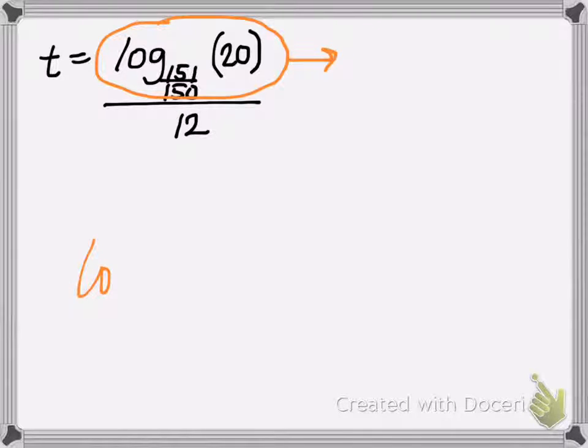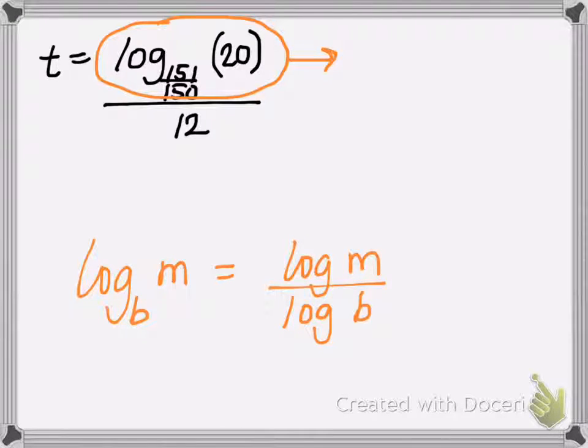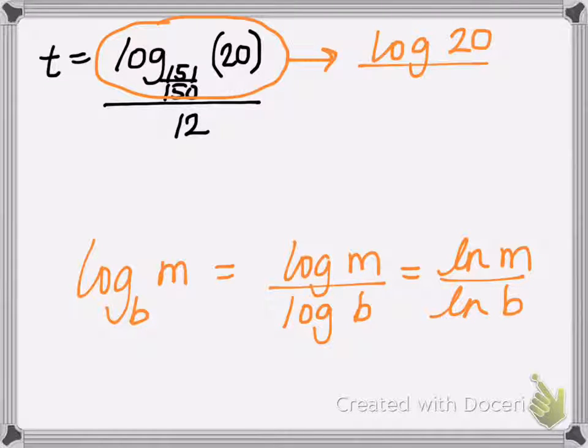So just remember that your change of base formula says that when you have log base b of m, you can change that into any base that you want. If you chose base 10, it would be log of the argument divided by the log of the base. If you chose natural log, base e, then it would be the natural log of the argument divided by the natural log of the base. But you could choose any base that you want. So for those of you on the TI-83s, you would need to enter this as the log of 20, because 20 is the argument, divided by the log of the base, and the base is the 151 divided by 150. So you'd have to enter that in your calculator, and then you would take that result and divide by 12.